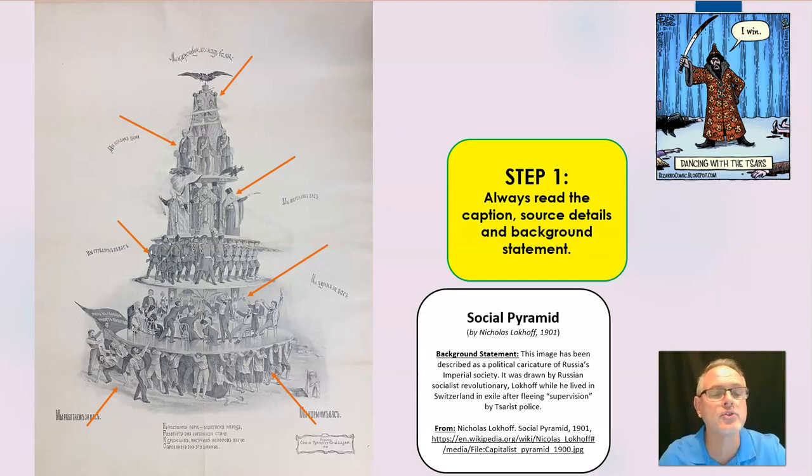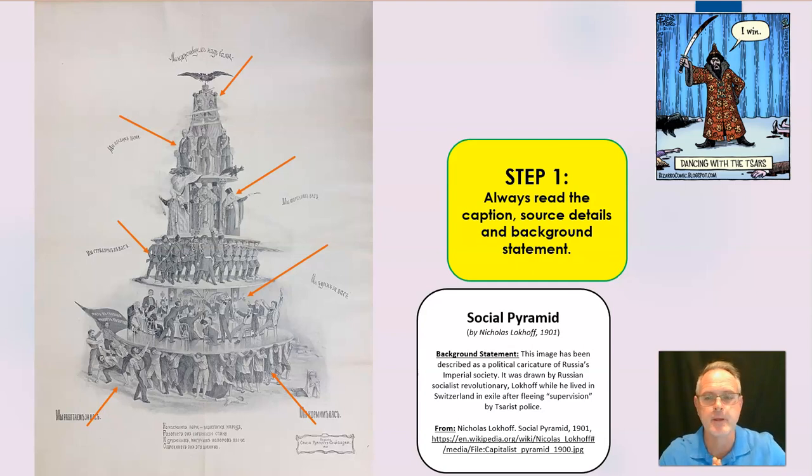So before drilling into the artwork itself, which you can see I've already got, it's straight away where our eye is drawn to it. Before we go to there, let's go to the background statement and recognise that it's an image described as a political caricature. It's a caricature of Russia's imperial society. It was drawn by a Russian socialist revolutionary, some terms there we've got to get our head around. And his name is Nicholas Lokov, and he drew it in 1901. Now, Lokov drew it while he was in Switzerland, in exile, after fleeing repression, suppression, police surveillance by the Tsarist government.